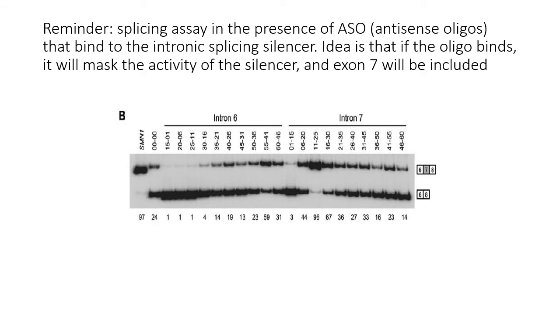Okay, so this is a similar splicing assay, but kind of in reverse. We're going to look to see whether, if we add antisense oligonucleotides that will bind to our intron, either intron actually, we can mask the activity of the silencer. So what we're looking for is the inclusion of exon 7 in a way that depends on the presence of a specific oligonucleotide that is expected to bind to that adjacent intron. So again, we've got the same controls. SMN1 is on the left.